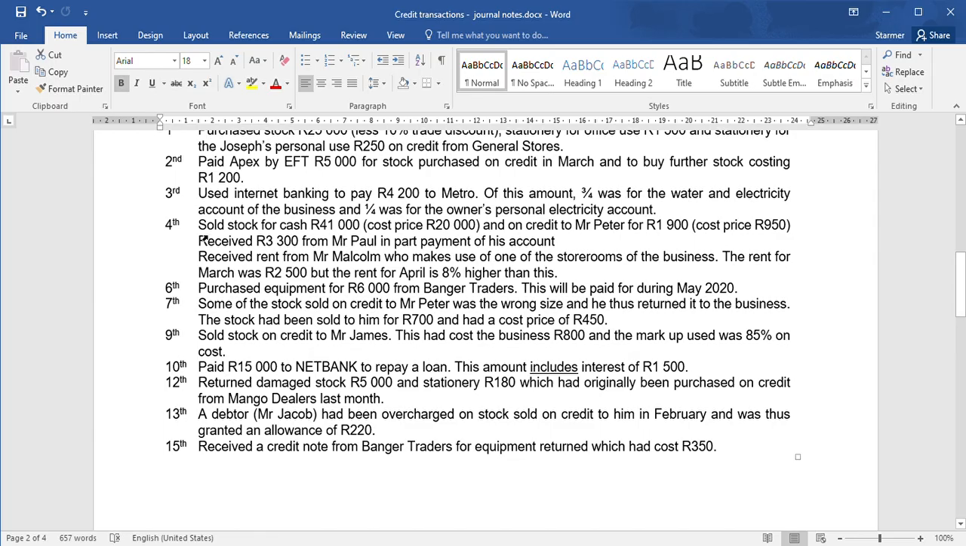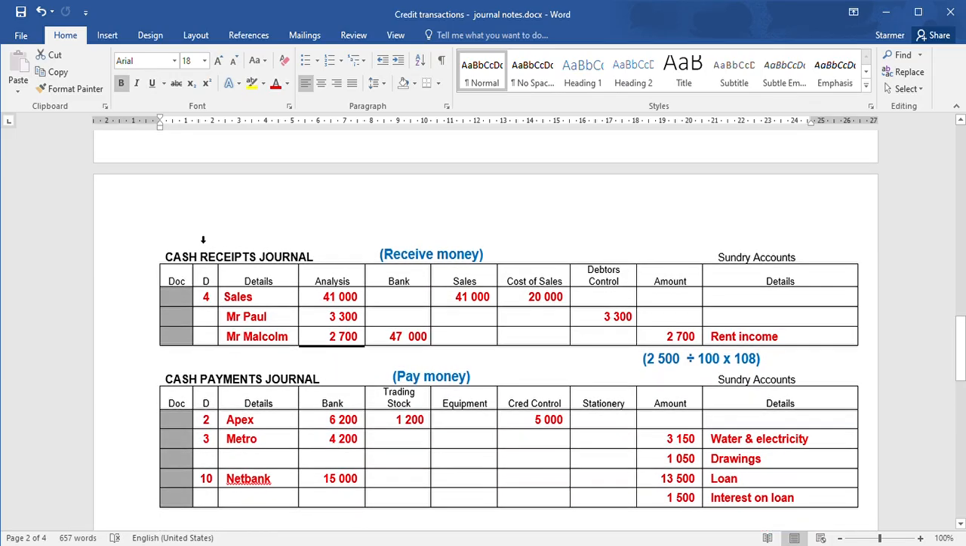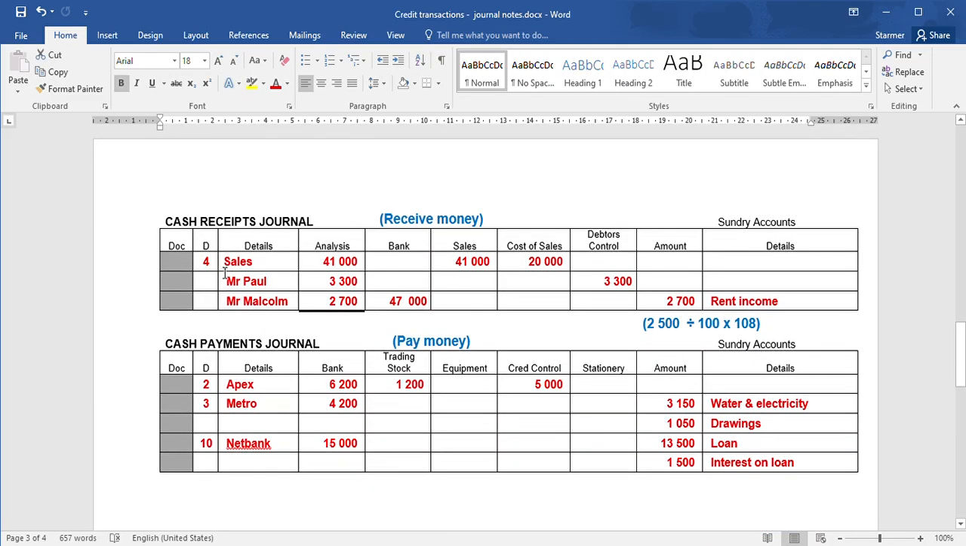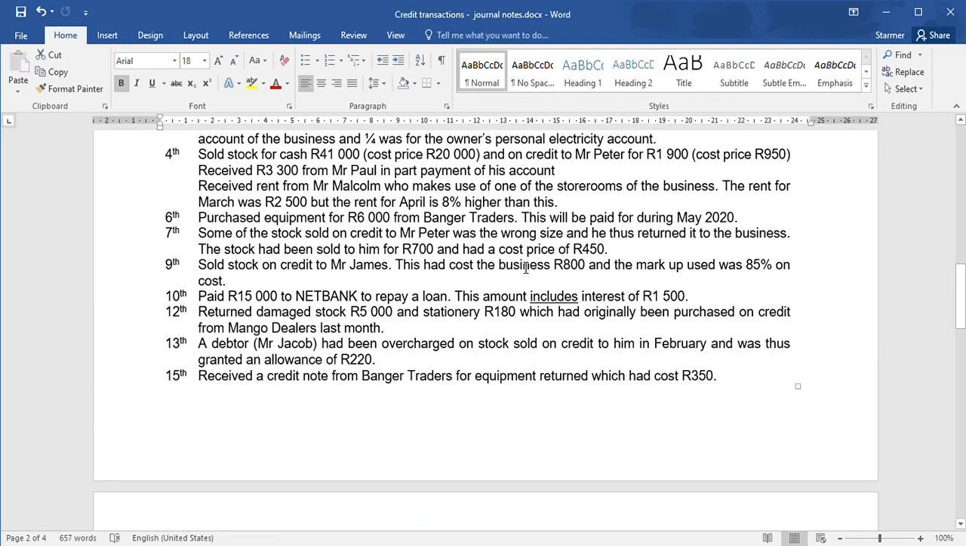If you sell stock for cash, you're going to receive money. So in your cash receipts journal, the day there is the 4th, your details here is sales, that money came into the business. Now you'll notice I haven't recorded in bank yet, and the reason for that is because I've got additional transactions on this day. The selling price was 41,000 and the cost price was 20,000.